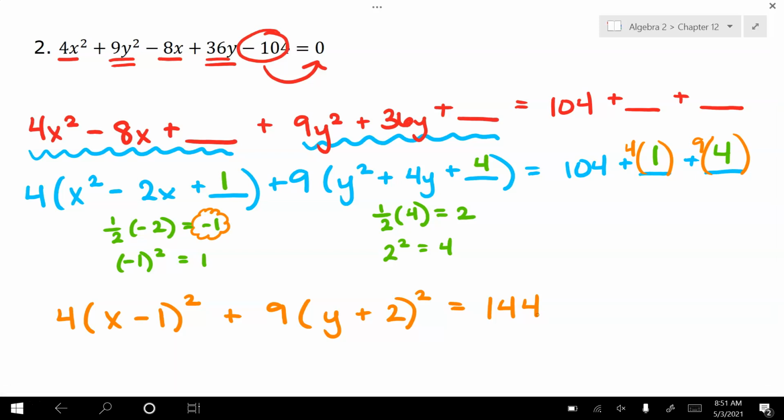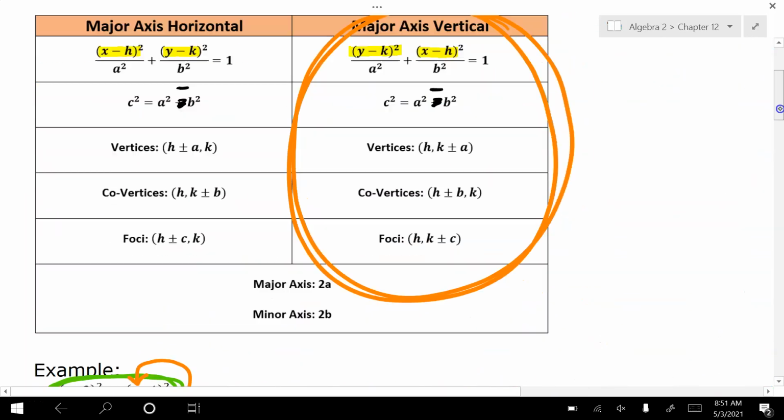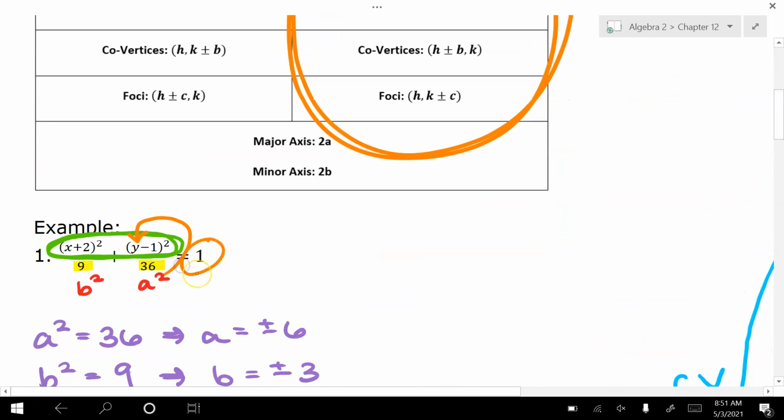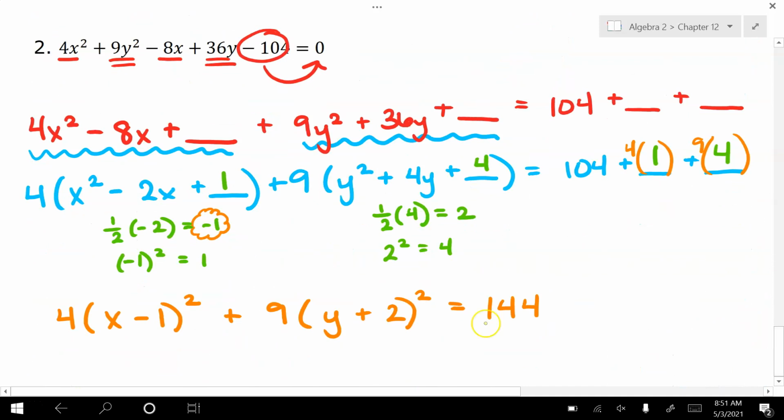So we're getting really close to our ellipse form. What I need to do though, because my ellipse equations, I go back to that one that we saw up here. It said equals 1 right here. So I need to get this one to look that way. And to do that, I'm going to divide everything by 144.